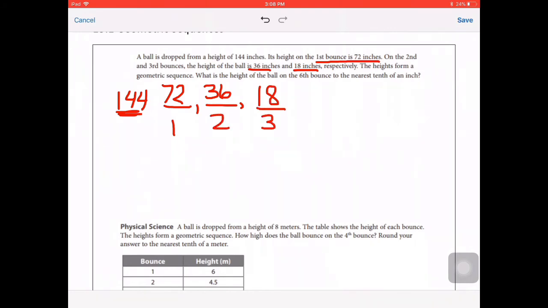Now if we read the question carefully, it says what is the height of the ball after the 6th bounce? So I'm going to put my blank spaces in here.